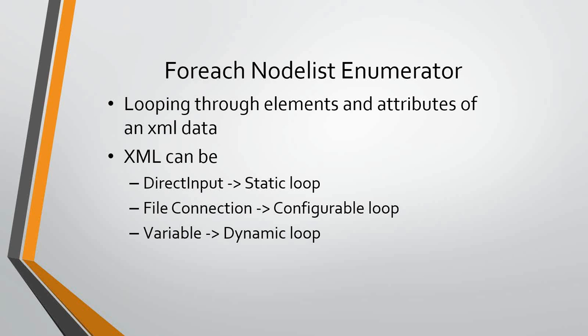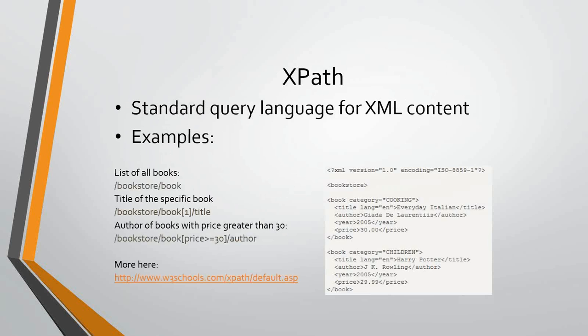So each time the file changes, the loop structure will change. It will be a kind of configurable loop, and variable, which makes it a dynamic loop, because each time variable values change, the loop also changes. For working with the node list enumerator, one of the most important things is that you should be familiar with XPath. What is XPath?